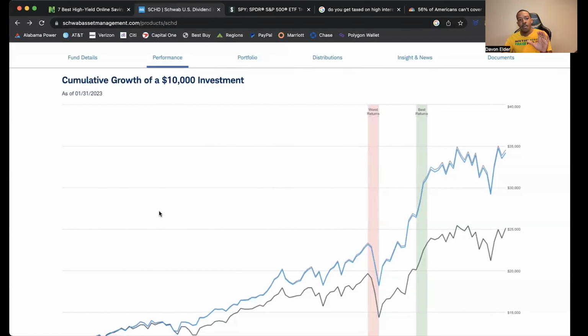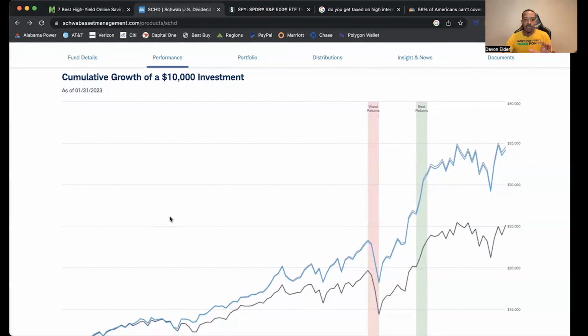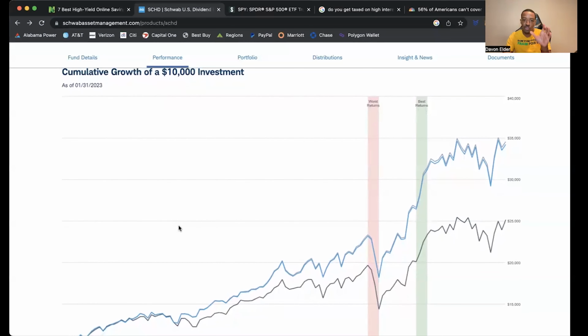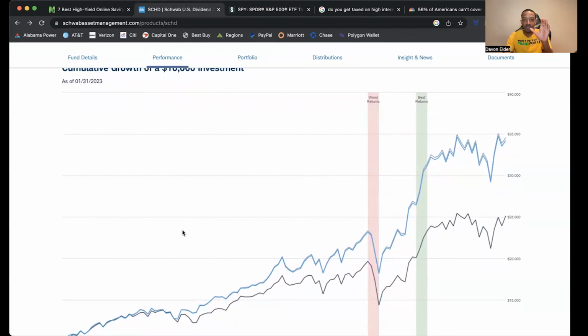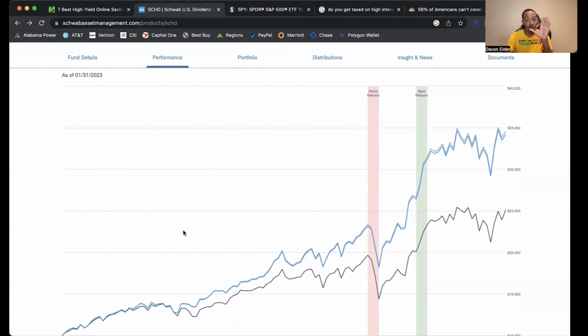And okay, so I'm about to show you all a chart of how the performance has been for this particular ETF. And this is going to show us the cumulative growth of a $10,000 investment. Now, this particular chart right here is just for illustration purposes only. Okay, this is not to sit up here and tell you that you're going to be able to get this same investment or whatnot.